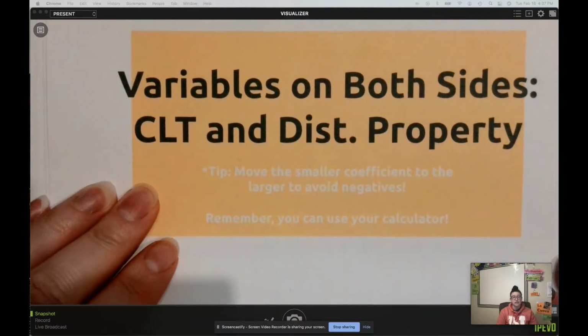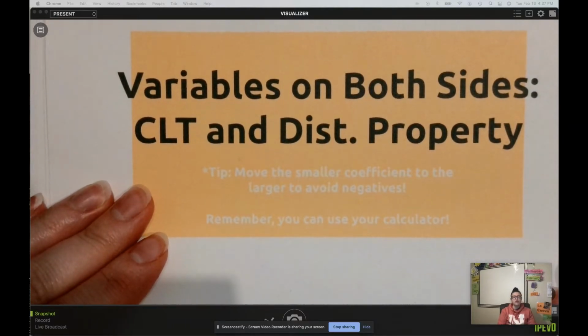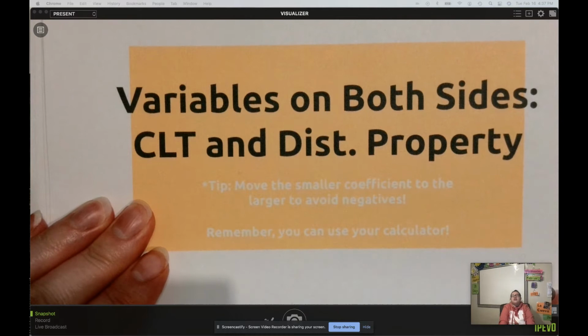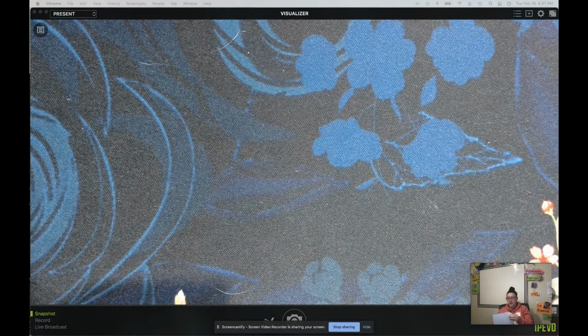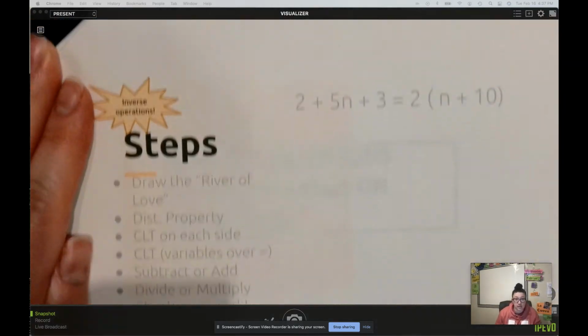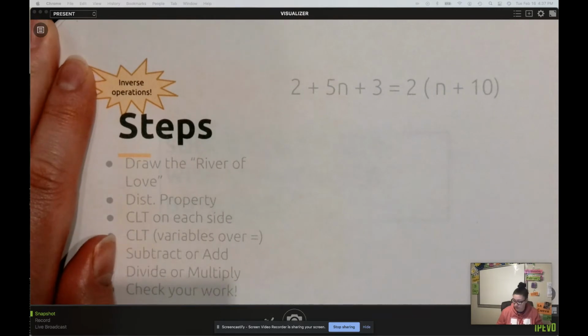Ladies and gents, I know this has been a long set of notes, but congratulations. You have made it to the last part, part 6, where we are combining variables on both sides, the combining like terms and the distributive property. There is a lot going on, so we're only going to give you one problem for this.